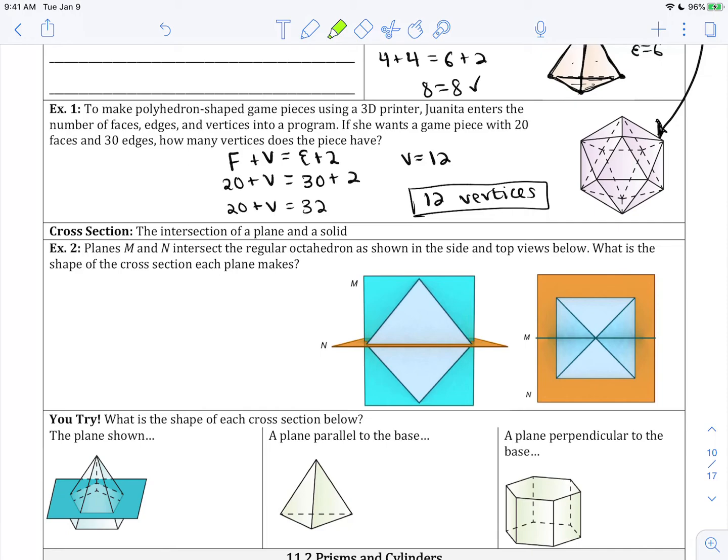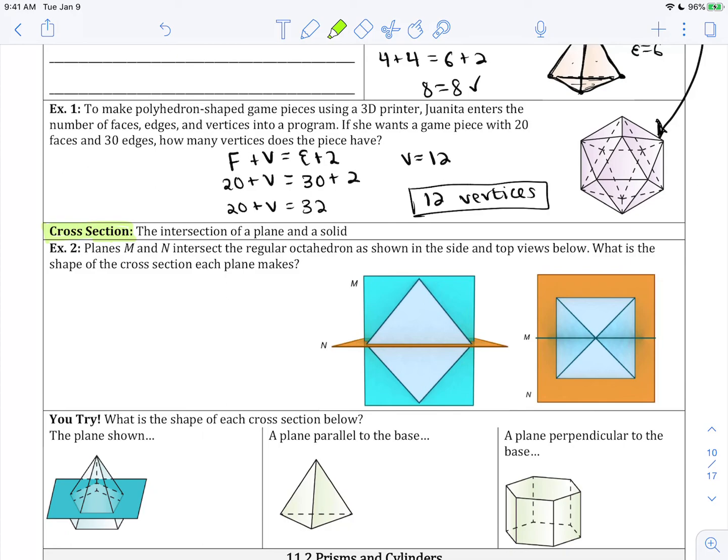All right. Then solids also have what are called cross sections. Cross sections are the intersection of a plane and a solid. When I think of a cross section, I like to think of when you go to the deli section of a grocery store and you ask for sliced meat. They slice these really thin slices of solids, right? And that is a cross section. So you're cutting these really paper thin slices out of a solid and you get a shape, right?